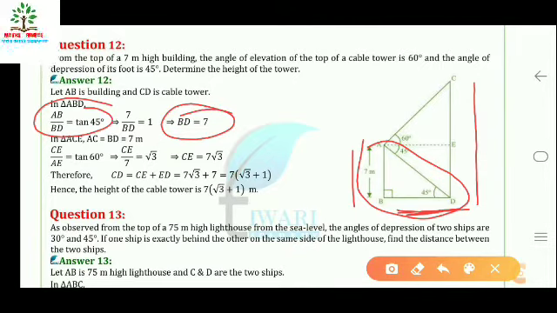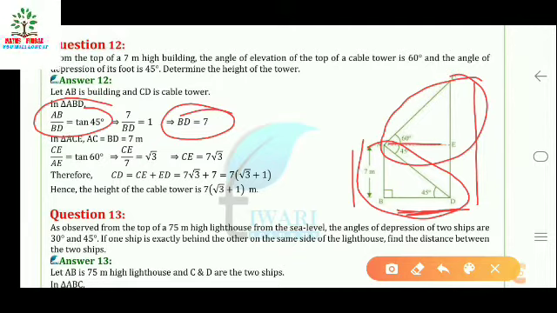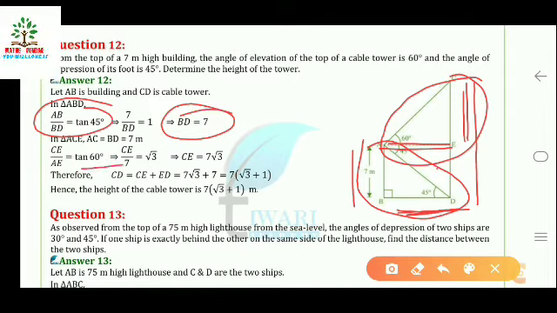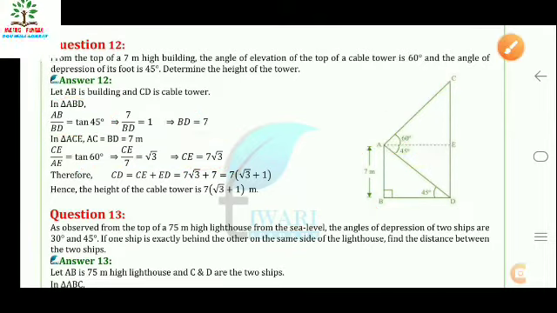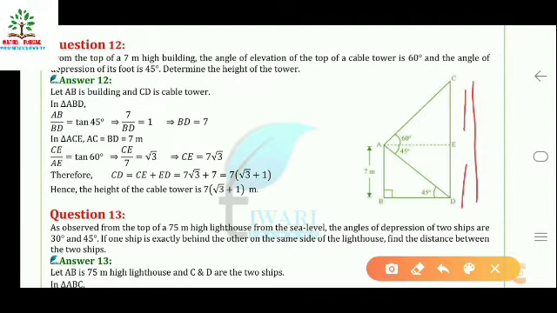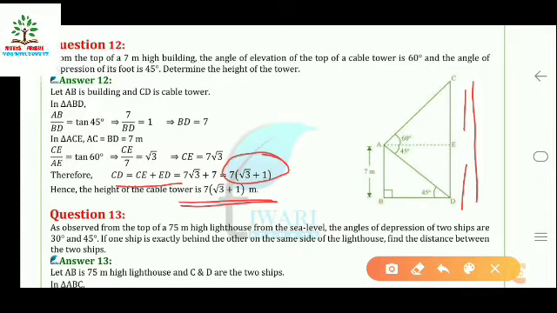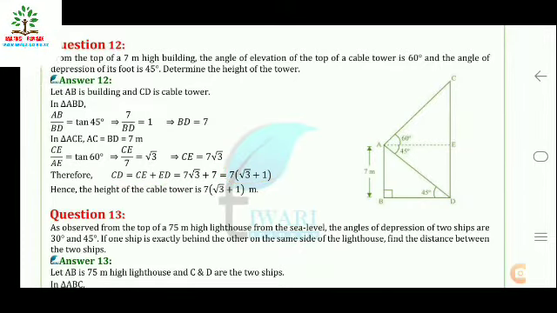Now we'll consider triangle ACE. Here AE is known to us, and we have to find CE using perpendicular upon base, that is tan 60. So CE over AE is equal to tan 60. Putting the value, CE over 7 is equal to root 3, and CE is equal to 7 root 3. Since we have to find CD, CD is CE plus ED, that is 7 root 3 plus 7, which is 7 bracket root 3 plus 1. So this many meters is the height of the cable tower.